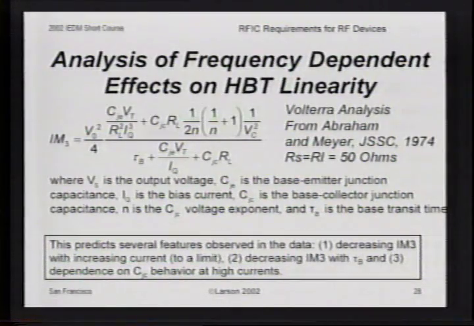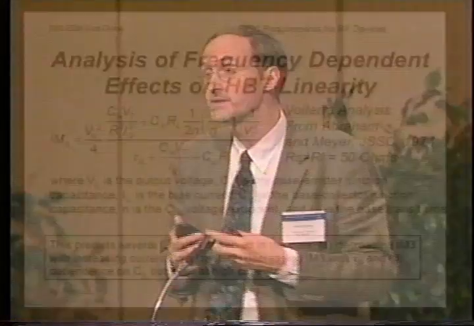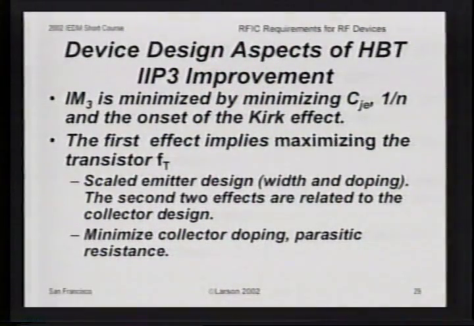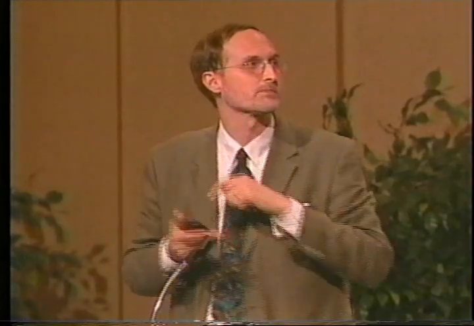And then you can also decrease the base transit time and decrease the dependence of the base collector capacitance on either voltage or current at high currents. We'll be talking a little more about the base collector capacitance in just a second, because it has a big impact on the overall linearity of the circuit. So basically, IM3 is minimized by, if you go back a couple of slides, one of the things that we saw was that the linearity of the device is maximized if the FT at the peak is as flat as possible.